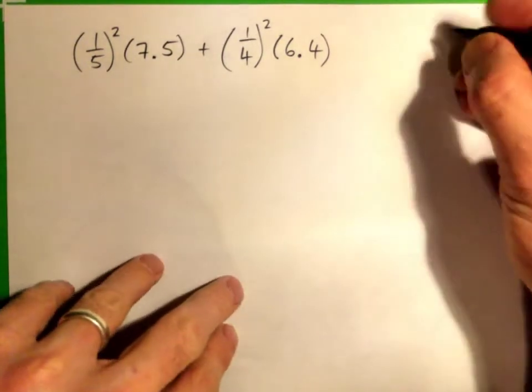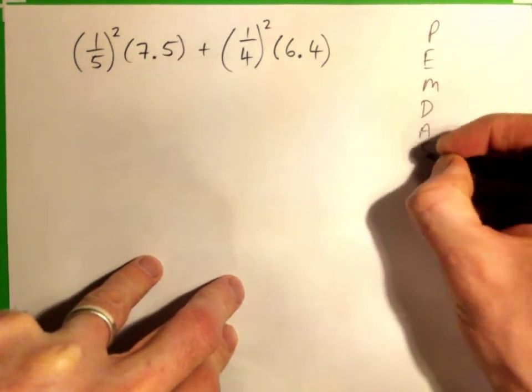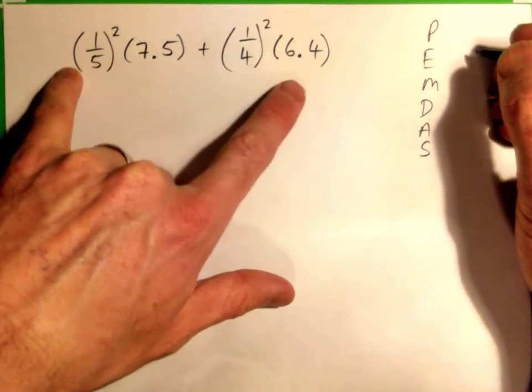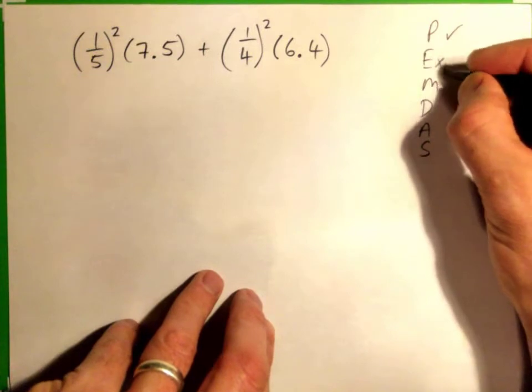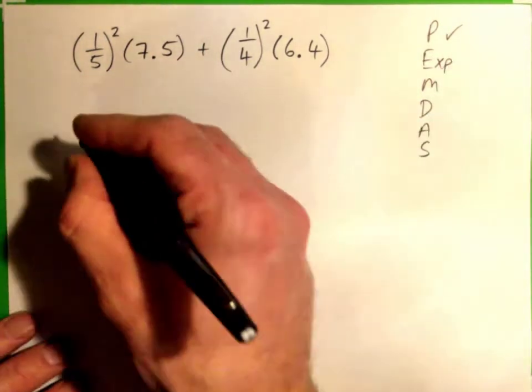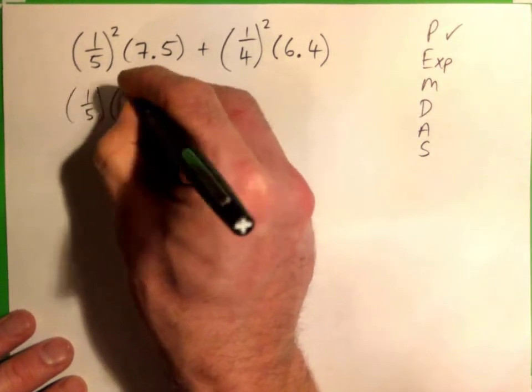And if you think about PEMDAS, all right, we've got to deal with parentheses first. Now, can we do anything inside of a parentheses? No. So this is the order of operations. How about exponents? Can we apply any exponents? We sure can, yeah. 1/5 times 1/5. What does that give?